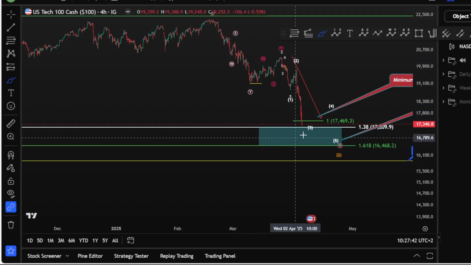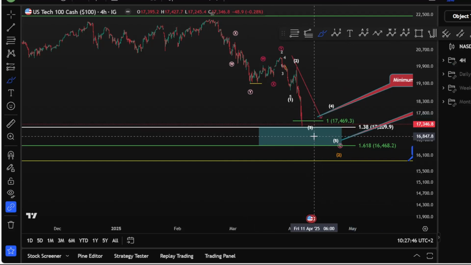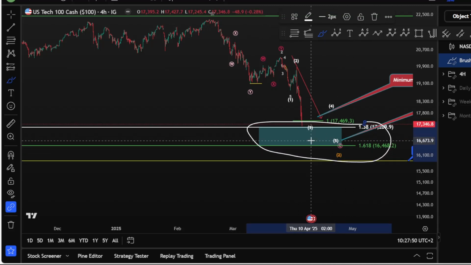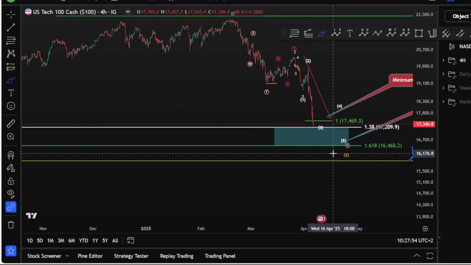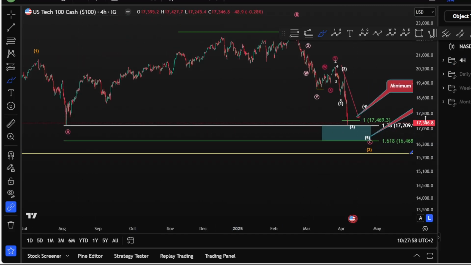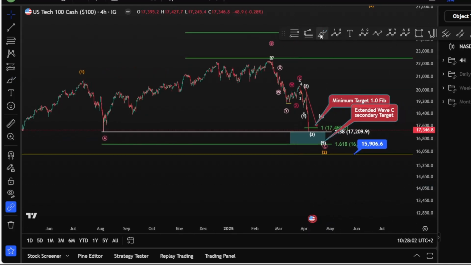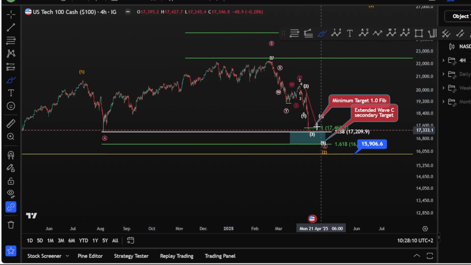However, in both case scenarios, we have tackled our target 1-to-1 fib level, and as a precaution, we kept our 1.38 and 1.618 as a blue box, which has to be hit. And of course, this is gonna finish an expanding flat here for a wave C. However, what I see still is something much bigger than this. I don't see only an expanding flat anymore. I see something much bigger.